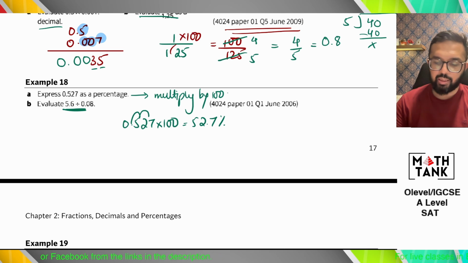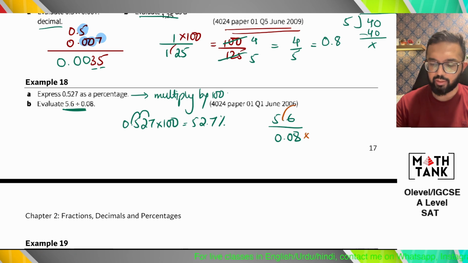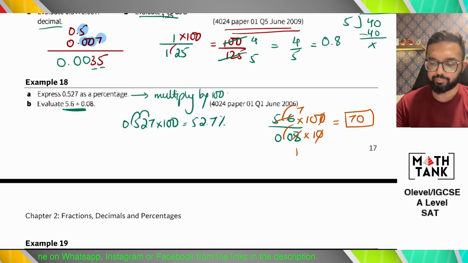Then division is what I want to teach you in this question again. You remove the decimal numbers, that generates a 10 in the denominator, that generates 100 in the numerator. To cancel out, you get 8 times 1, 8 times 7, so 70.